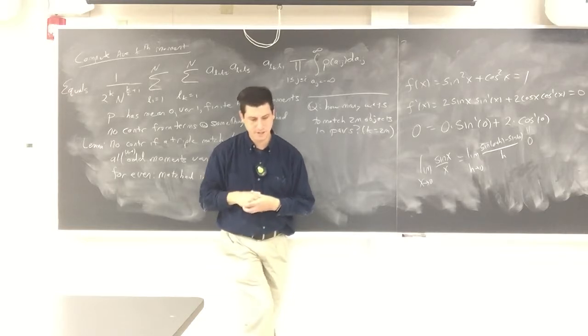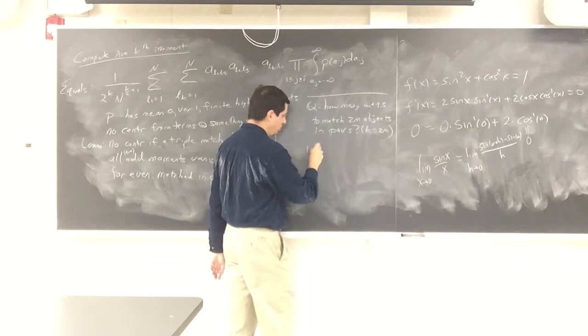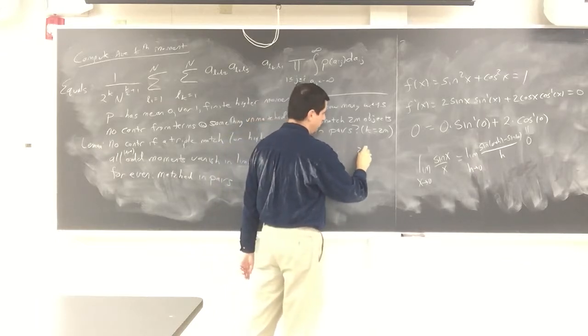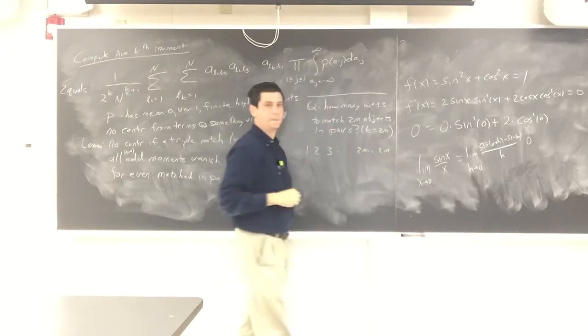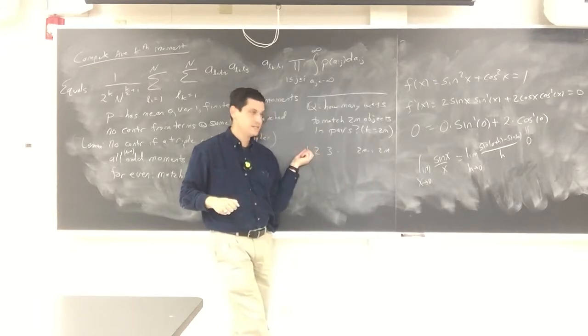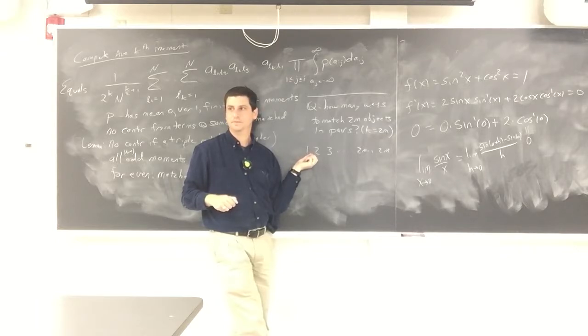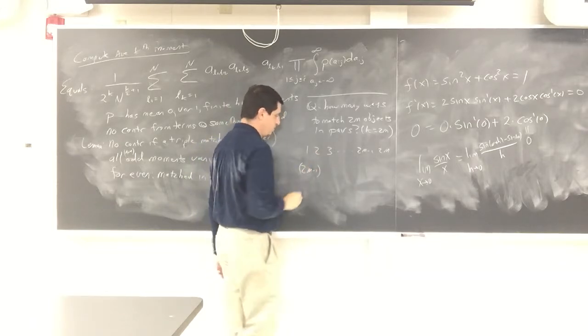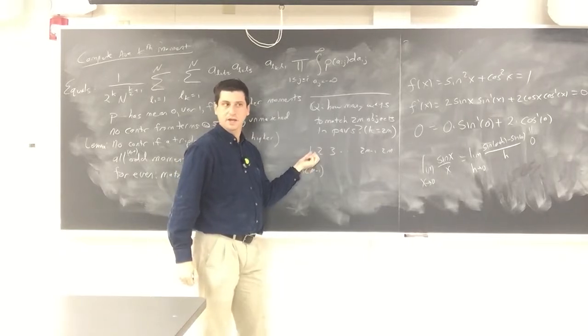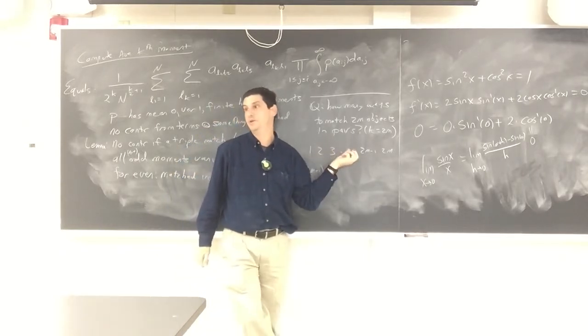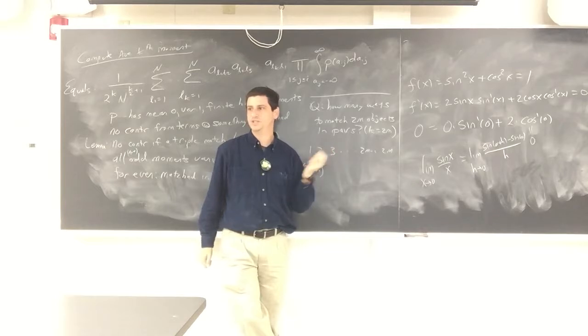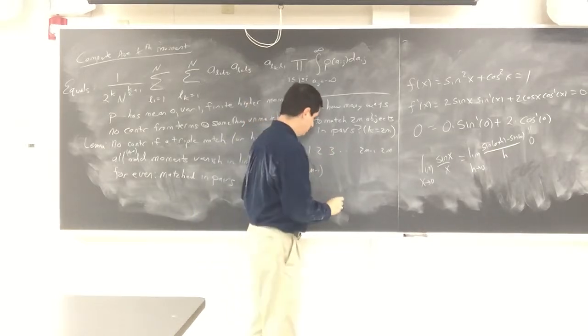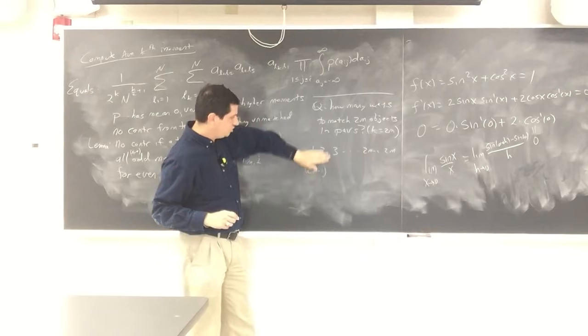Probably one of my favorites is the following. 1, 2, 3, ..., 2m minus 1, 2m. 1 has to be matched with something. How many ways are there to match 1 with something? 2m minus 1. Now we look at the smallest unmatched number. How many ways are there to match that with something? 2m minus 3, because we've now lost 2 numbers.